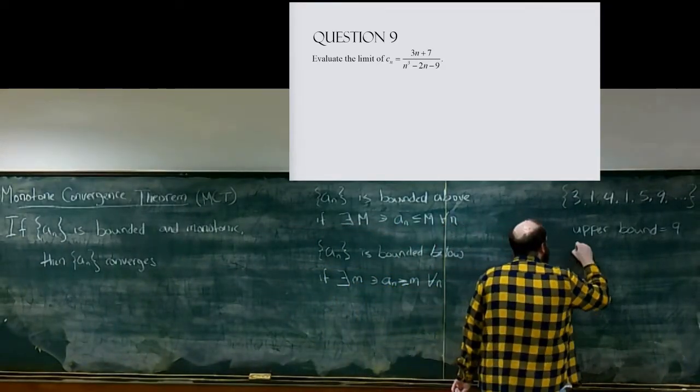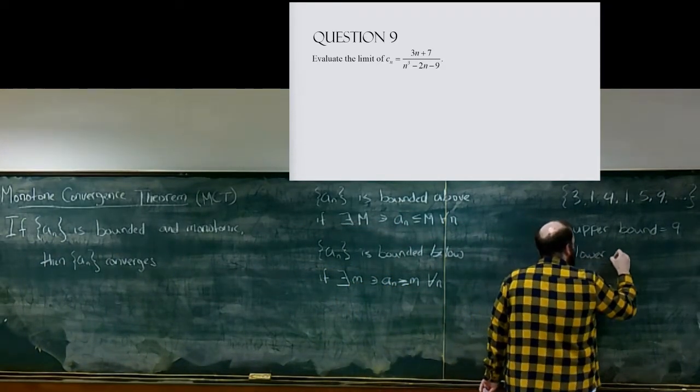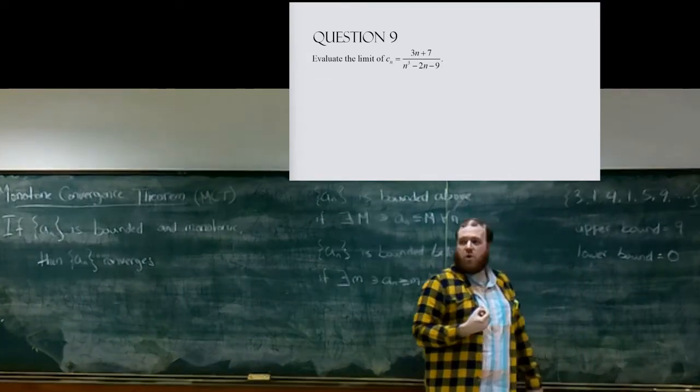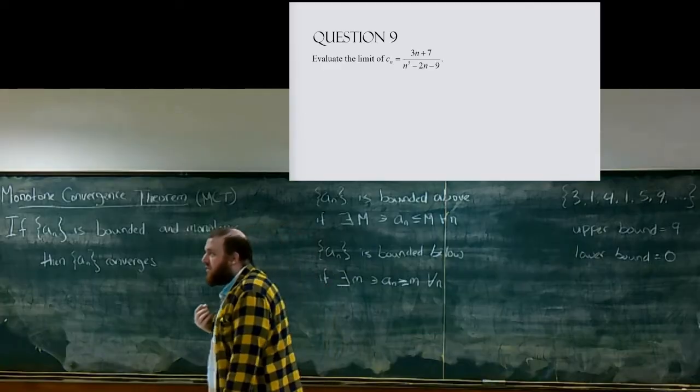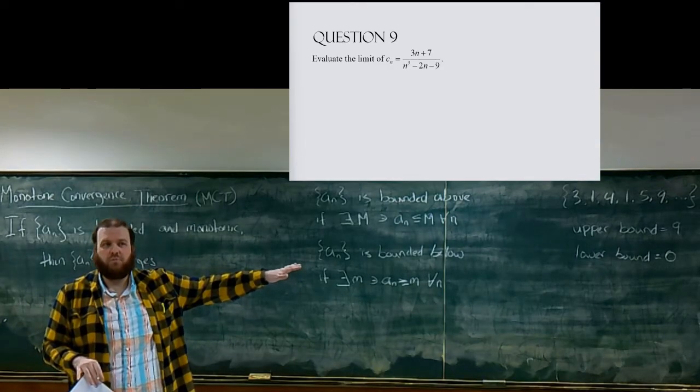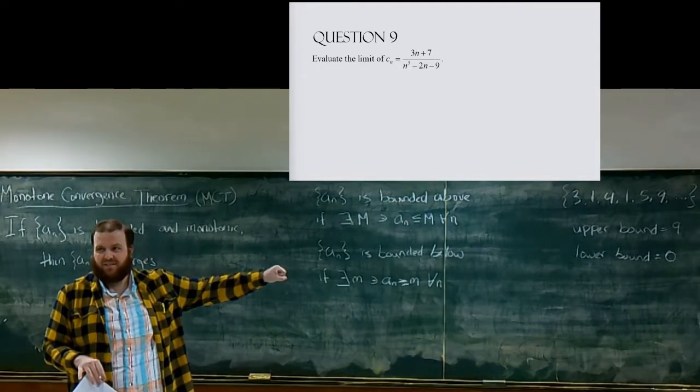Lower bound. Zero would be a lower bound, right? But again, anything less than 0 would also be a lower bound, wouldn't it?